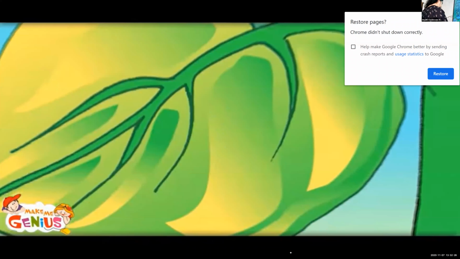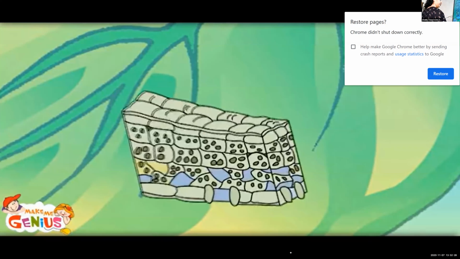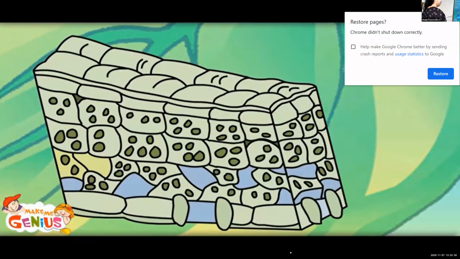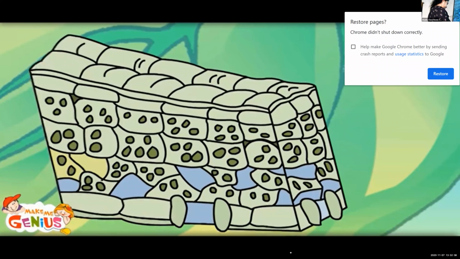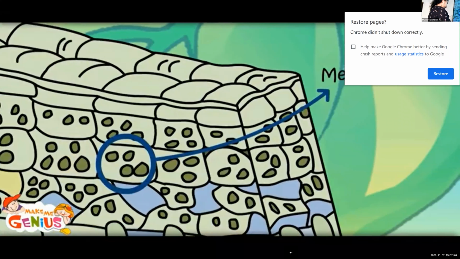Oh wow, this is inside of a leaf. Yes, if you see a leaf under a microscope, you would see there are brick-like structures. These are called cells. The cells on the top layer are called mesophyll cells. What is inside these cells? Let me show you.